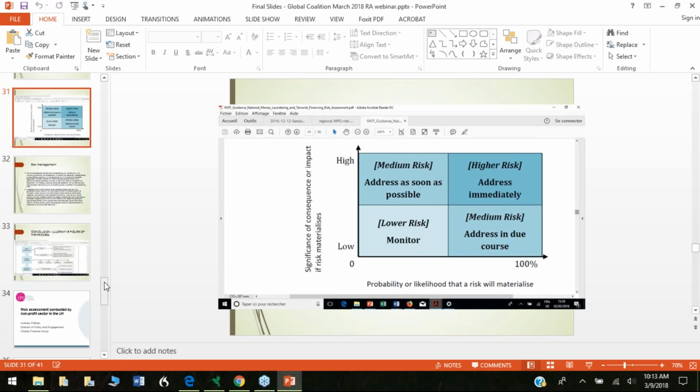Addressing them means putting an action plan together to actually prevent the risk or reduce the risk. And this matrix can help you achieve that. Next slide, please.